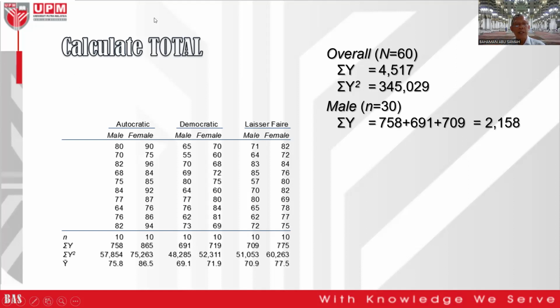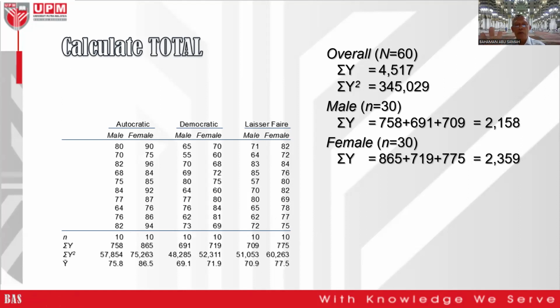Then for male, we have 30 cases here, right? So we have 10, 10, and 10. And summation Y, we just add this plus this plus this, which amounts to 2,158. For female, we have another 30 cases, and for the summation Y, we add only the female cells, which amounts to 2,359. This is for factor 1.